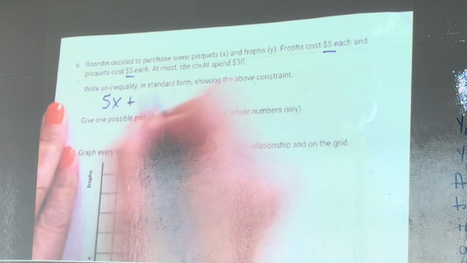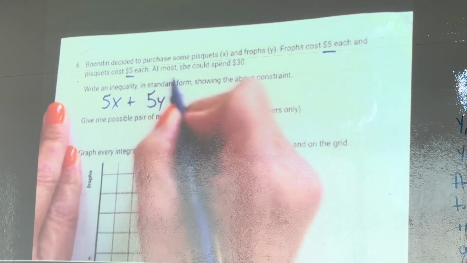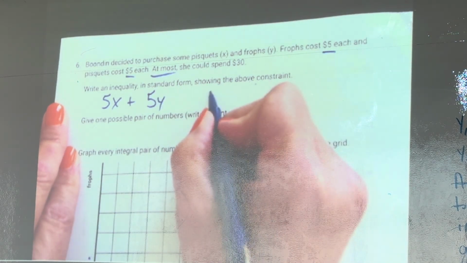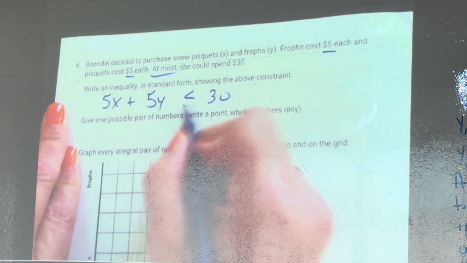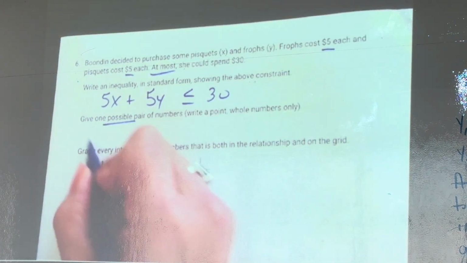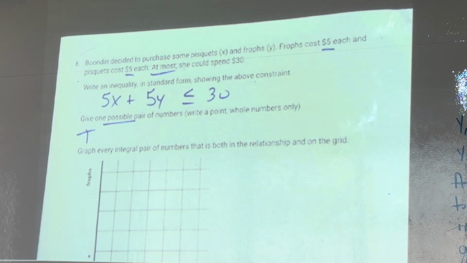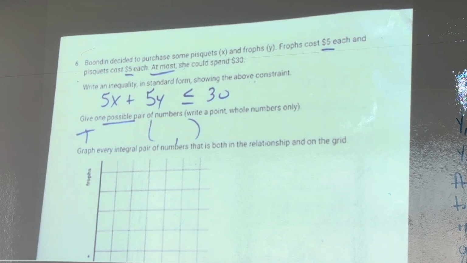So 5x plus 5y is at most. What is at most? Less than or equal to. Very good. And I need a possible, so a true answer. What would be one example of a true answer? 10 and 10. So 10 times 5 is 50. So 50 plus 50 is less than 30. I thought it was plus. What was yours? I'm so confused. He said 5, and I said 2 and 2. That would work. That's at least 2. That would be 10 and 10.